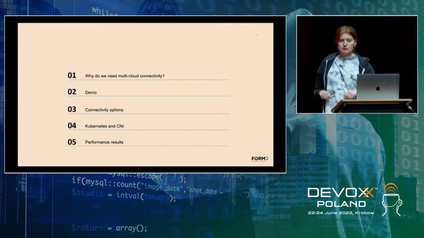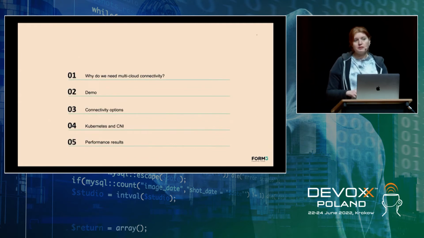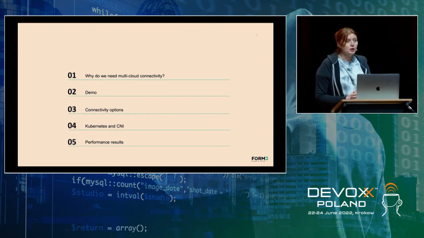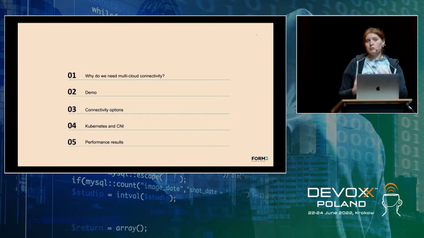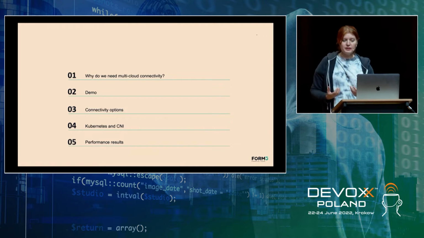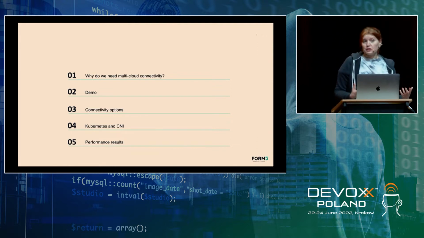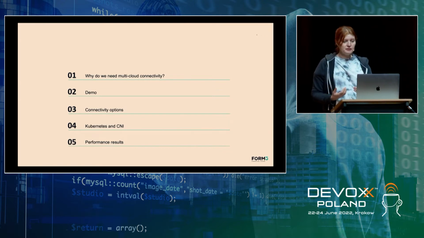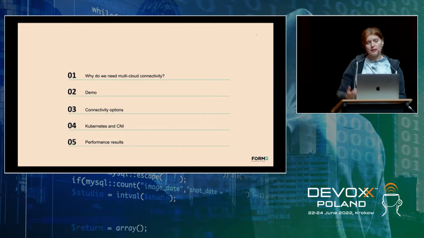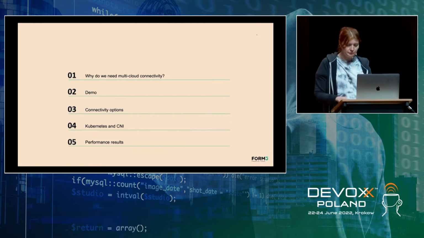In more detail, what am I going to talk about today? First of all, why do we need multi-cloud connectivity at all? I will show you a demo of cluster mesh, our end goal, what we are aiming at. I will explain some connectivity options with cloud quirks and configuration knobs we experienced. Briefly explain Kubernetes and CNI, and along the lines of connectivity options and CNIs, I will show you some performance results.